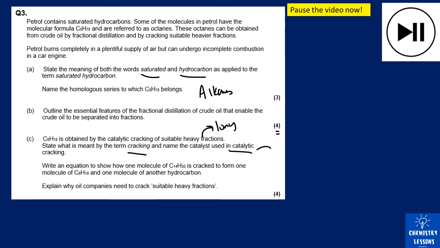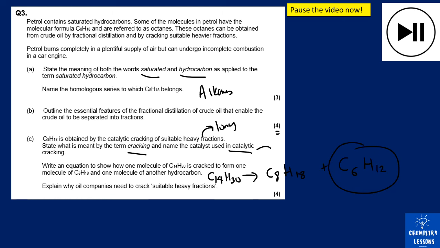And then we're asked to write an equation to show 1 molecule of C14H30 cracked to form 1 molecule of C8H18 and 1 molecule of another hydrocarbon. So let's just work out what's left. What's left here is C6. There's 6 carbons left over, and there's 12 H's. So C6H12. That's an alkene. Okay, that's 1 alkene and 1 alkane. So it's not necessarily alkene rich there. So that would make sense for catalytic cracking.